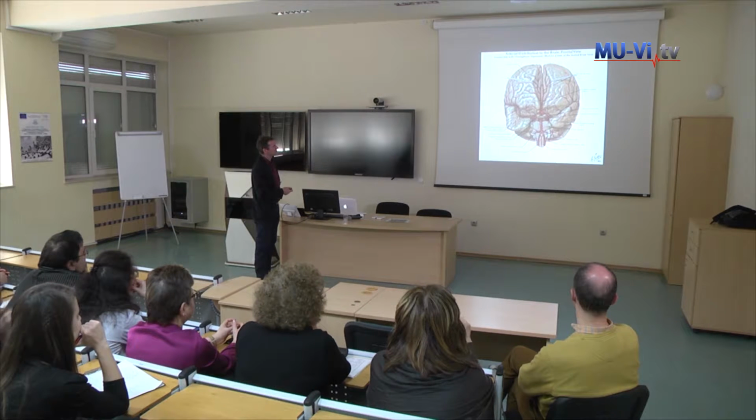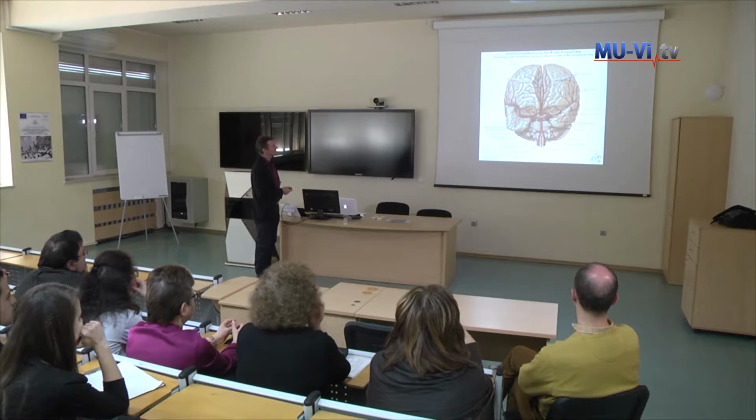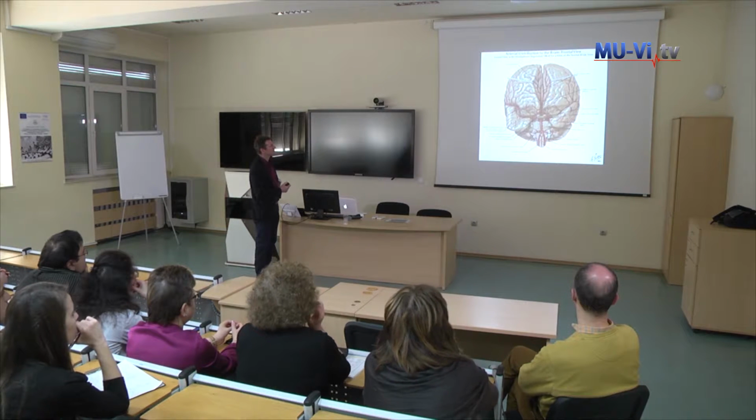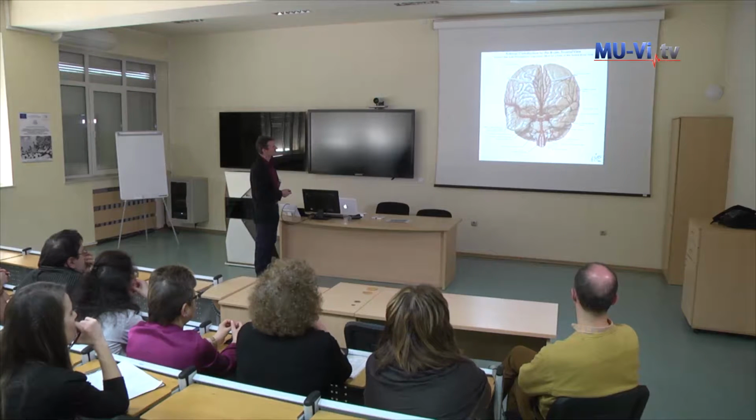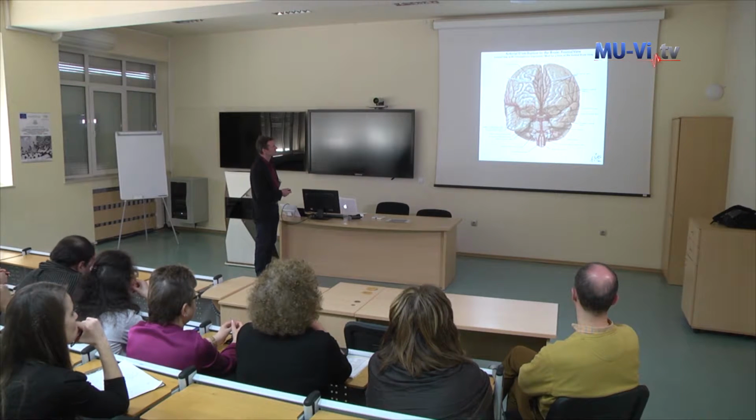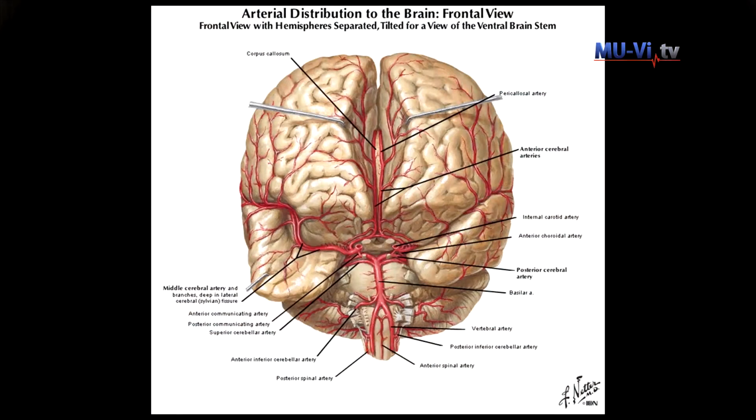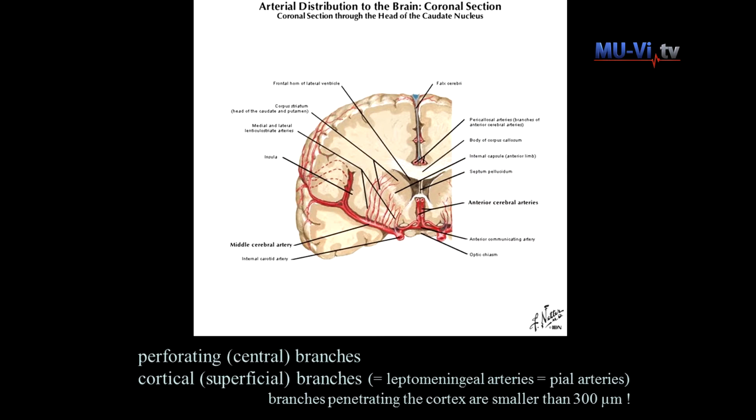The anterior cerebral arteries run between the hemispheres. They run on the corpus callosum. And we see how a middle cerebral artery runs in the lateral direction to reach the cortex. Of course, we need branches of these arteries to enter the brain. And you can distinguish 2 kinds of branches.